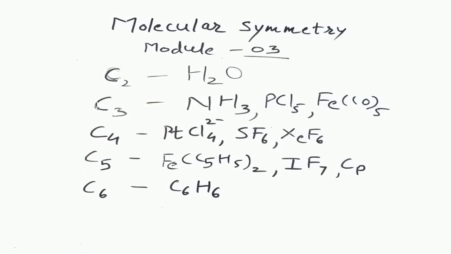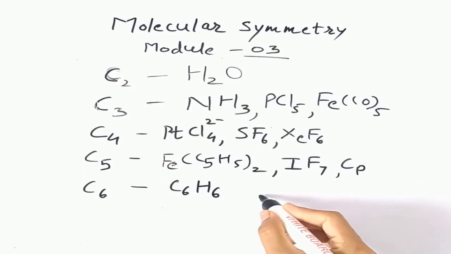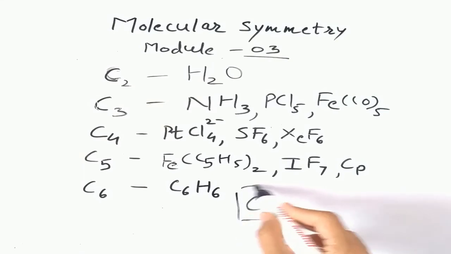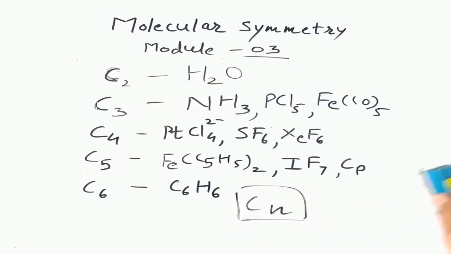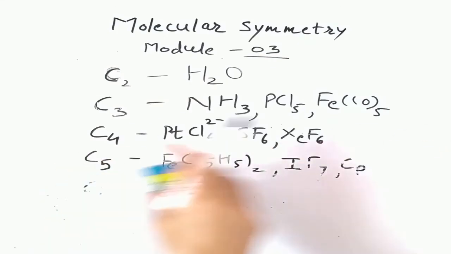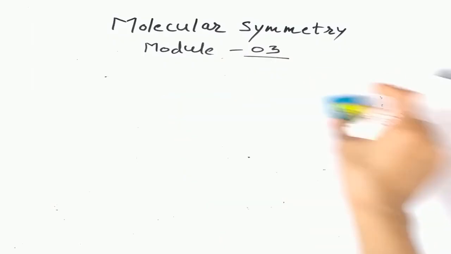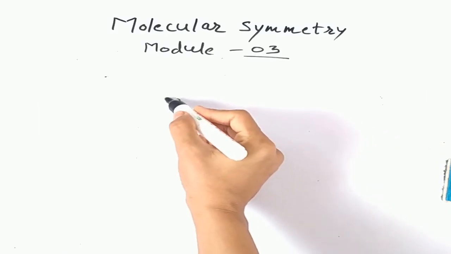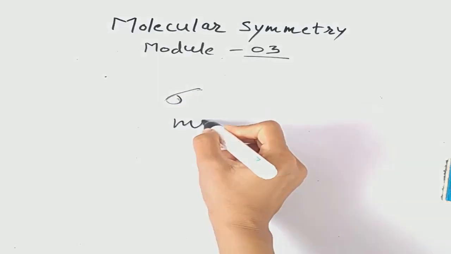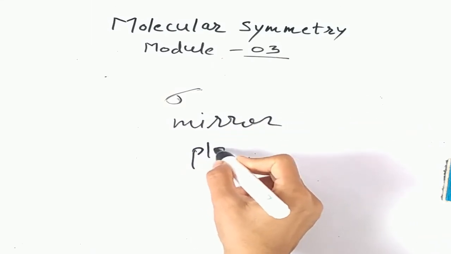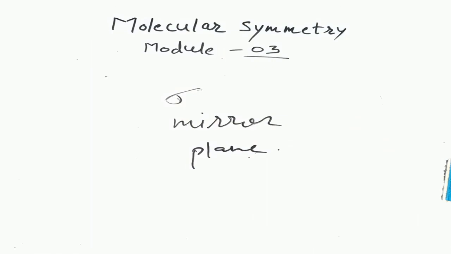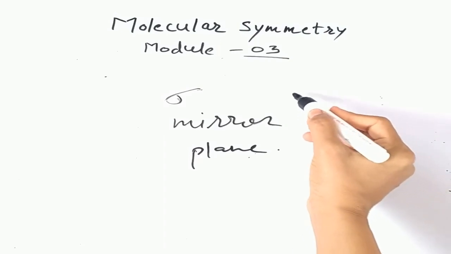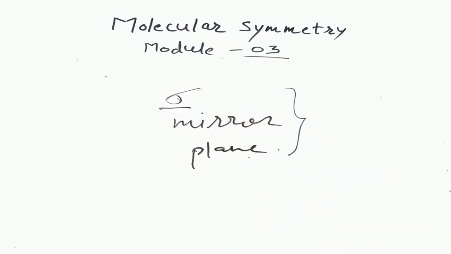With this, we complete the first symmetry element that we started with, that is the Cn rotational axis. Now we will move to the next symmetry element, that is sigma, called the mirror plane. So for today, you try finding out the rotational axes in the molecules that I have given you right now. In the next module, we will learn about the next symmetry element, that is the mirror plane.